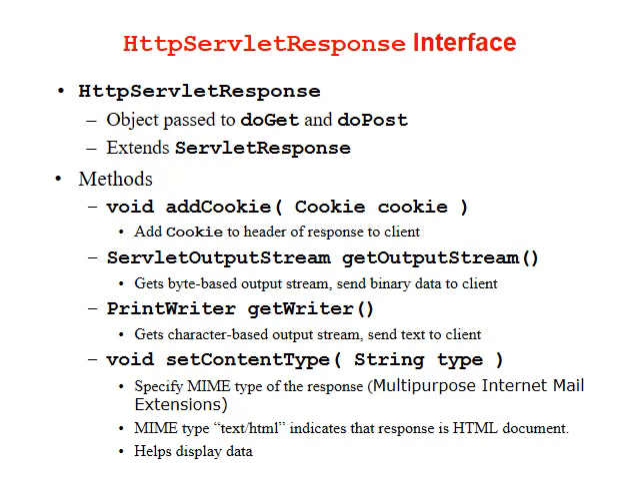And further, the next method is setContentType, which is basically required for setting the content type needed to pass information from server to client. In case we are passing HTML information from server to client, the MIME type will be text/html, which indicates the response is an HTML document. It helps the display of data.